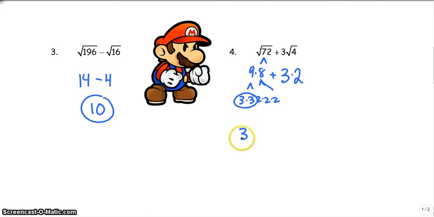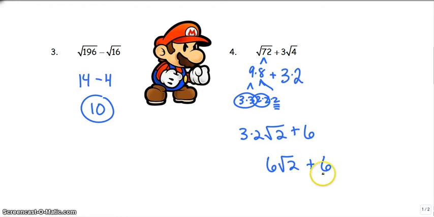I have a pair of 3s, a 3 on the outside. A pair of 2s, a 2 on the outside. I have a lonely 2 going back inside the square root. My second part of my expression, 3 times 2 is 6. Also here, 3 times 2, I can simplify. 6 root 2 plus 6. This is going to be my final answer. This has a square root. This does not. I can't combine them. Therefore, that is my final answer.